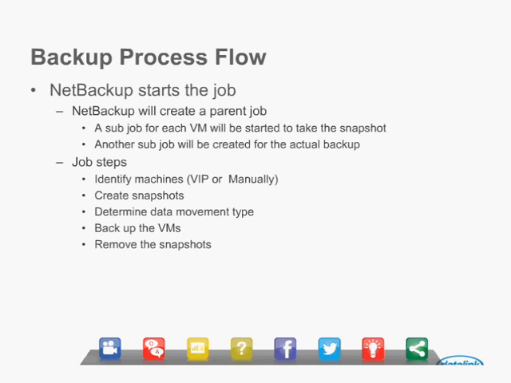So when a policy kicks off, it's going to identify, do I have a select list of clients that were manually selected, or do I have a query that I have to execute to determine what is going to be backed up? Once it has the list of VMs to be backed up, it will then proceed to create snapshots, determine the data movement type, whether it's going to be SAN, NBD, hot-add, or NBD SSL for secure sockets. Then it will start the process of backing up the VMs.